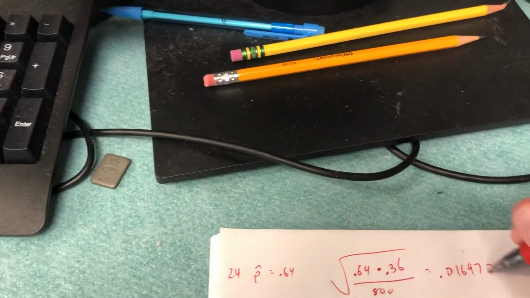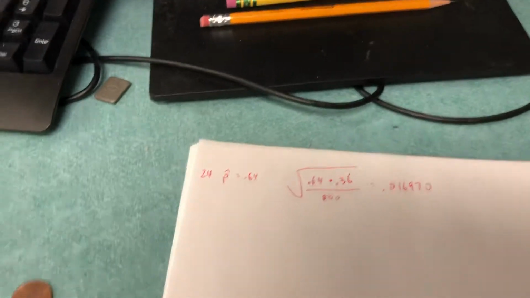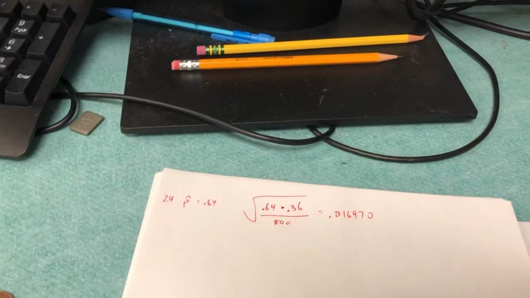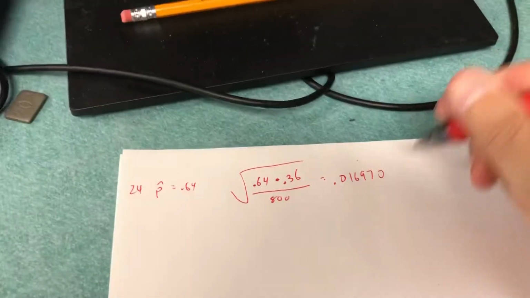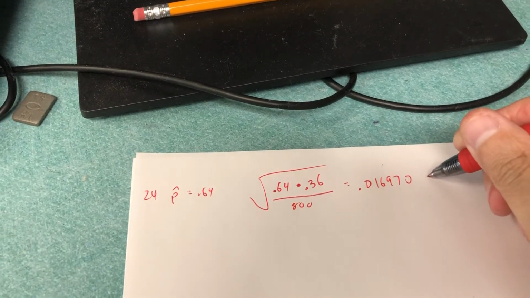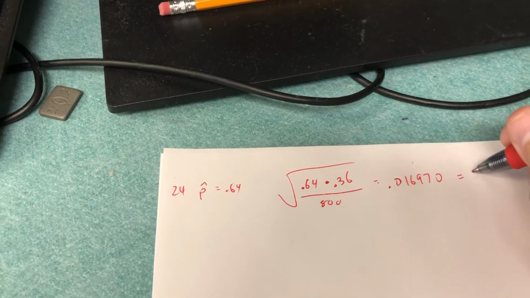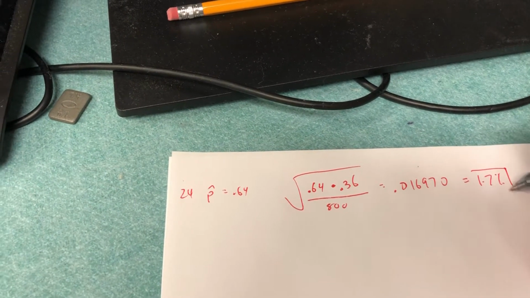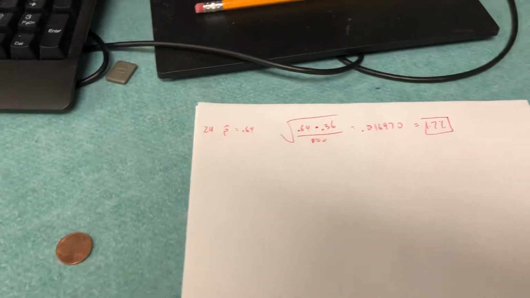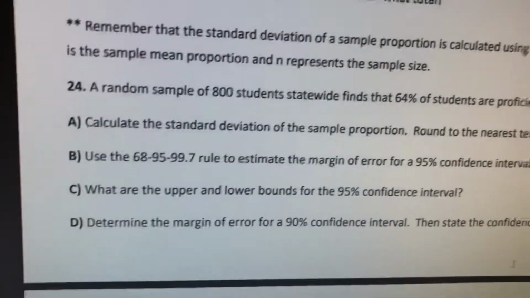Okay, and I'm getting 0.01697. Anyway, most of these problems I've been having you round to either 1 or 2 decimal places. Let's say we're going to round to 1 decimal place, so that's going to be about 1.7% standard deviation. All right, so that's part A.